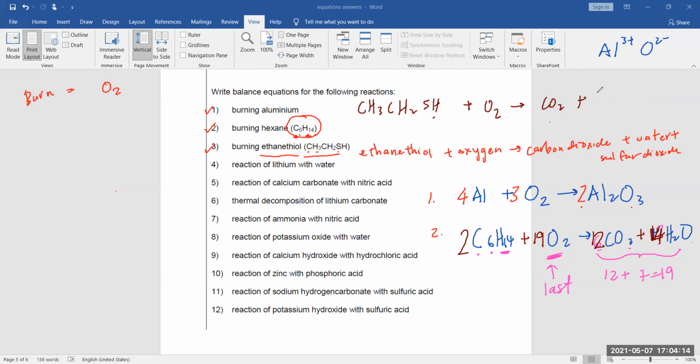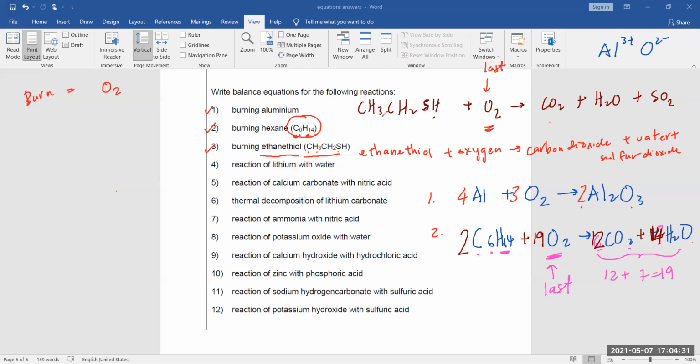Hydrogen burns to produce water. And now we have an add-on, sulfur. So sulfur burns to form sulfur dioxide. Okay, so now we balance the equation, same thing. Who is the element? Oxygen is the element, so we balance this last.